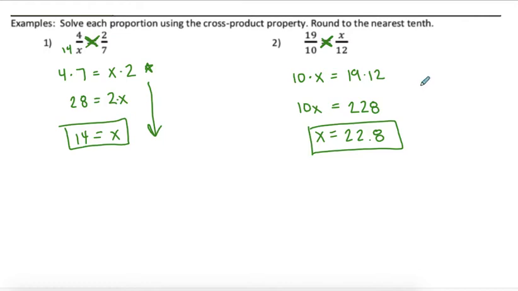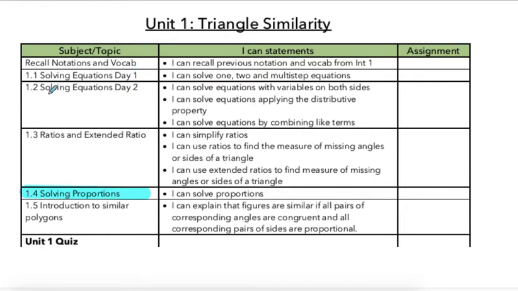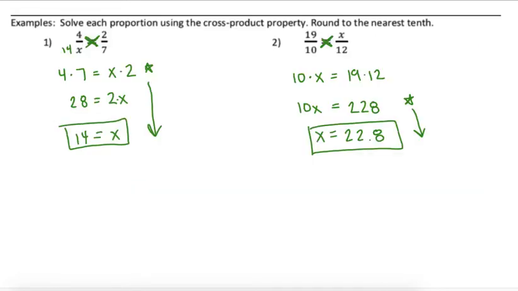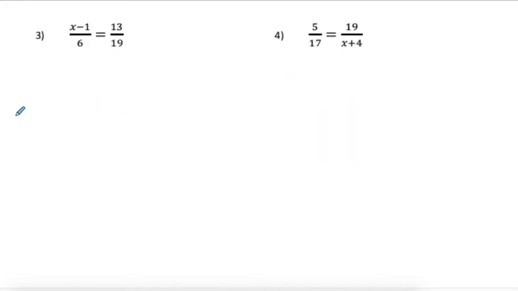All right, so once we get back to no division, this is what we've been practicing as far as our first couple days, solving the equations day 1 and day 2. So now we're kind of moving into this. On 3 and 4, what's different here is that now we have an expression in the numerator, and in this one, the denominator. So we have x minus 1 divided by 6 equals 13 divided by 19.